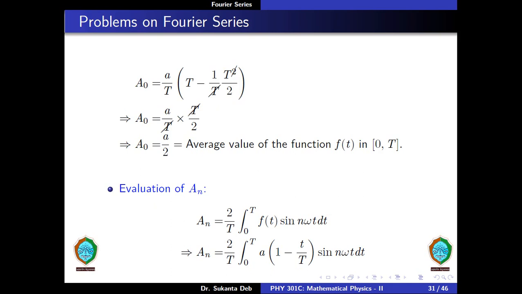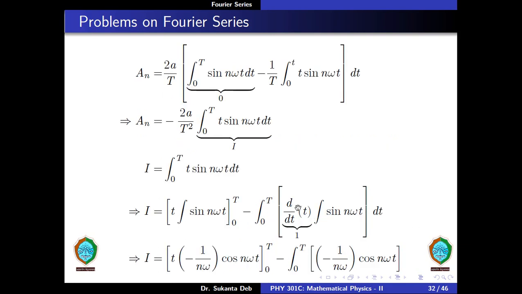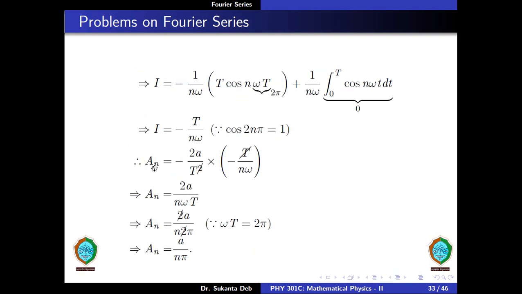Now we evaluate a n. Again we put the value of f of t here, which is equal to a into 1 minus t by capital T. In order to solve this integral we have to apply the formula of integration by parts, and we know the formula. Applying integration by parts, we get the value of a n is equal to a by n pi.